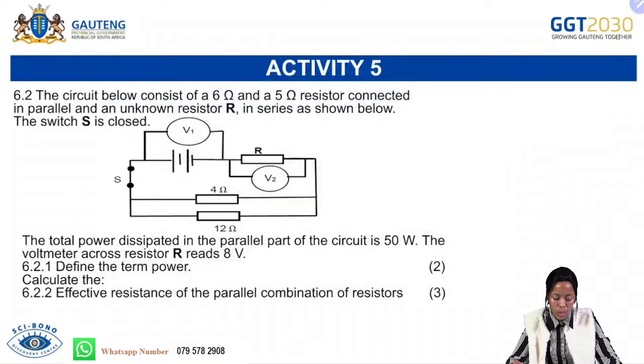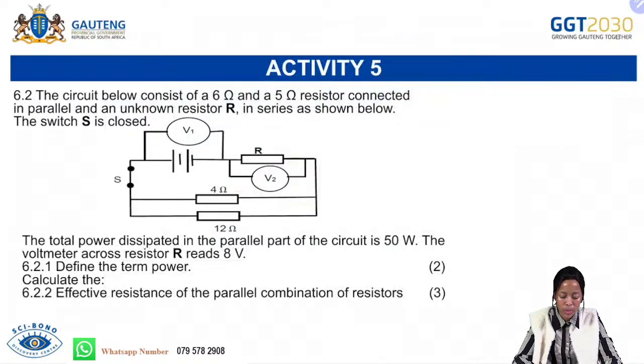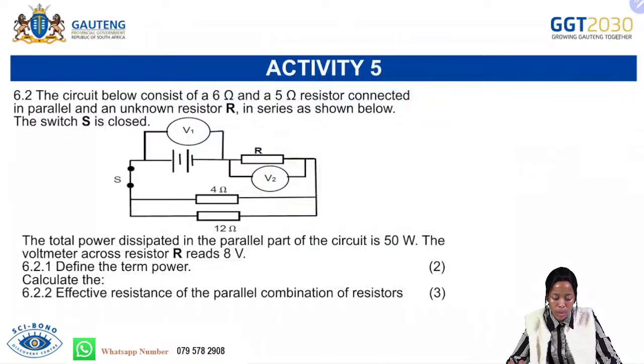So now going to this question here, it says the circuit below consists of a 6 ohm and a 5 ohm resistor connected in parallel, and then an unknown resistor R in series as shown below. And then it says that the switch is closed there. Then it says the total power dissipated in the parallel part of the circuit is 50 watts. So we are given the information. Then it says the voltmeter reading across resistor R is 8 volts there.